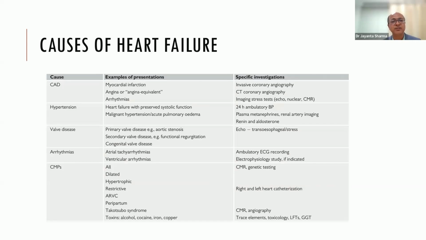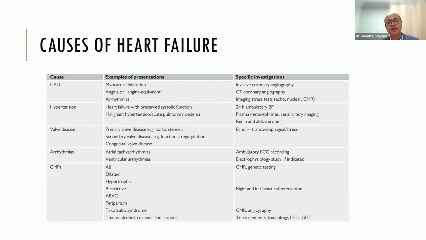The common causes of heart failure: the number one cause in our Indian setup is coronary artery disease, or CAD. Why is there CAD? Because most patients who develop heart failure with coronary artery disease are having either myocardial infarction, angina or angina equivalent, or the patient is having arrhythmias.